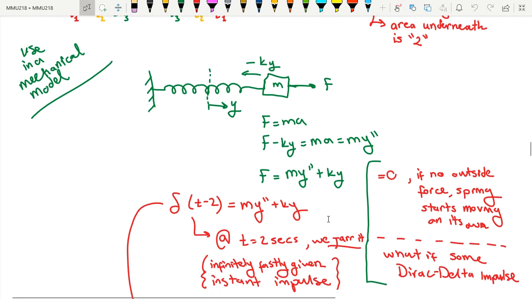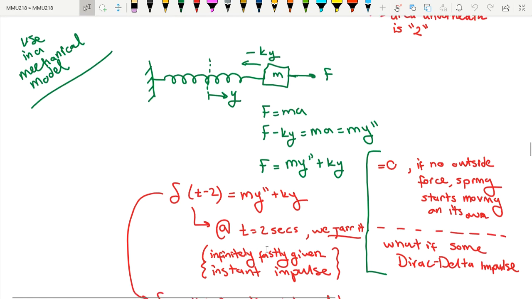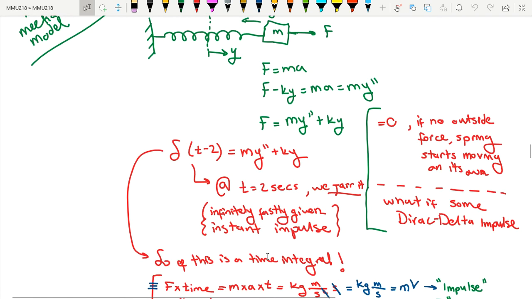But let's say I have some Dirac delta impulse at, let's say, time equals 2 seconds. So this means that we push it a little bit, let's say, infinitely fast at that instant of impulse.